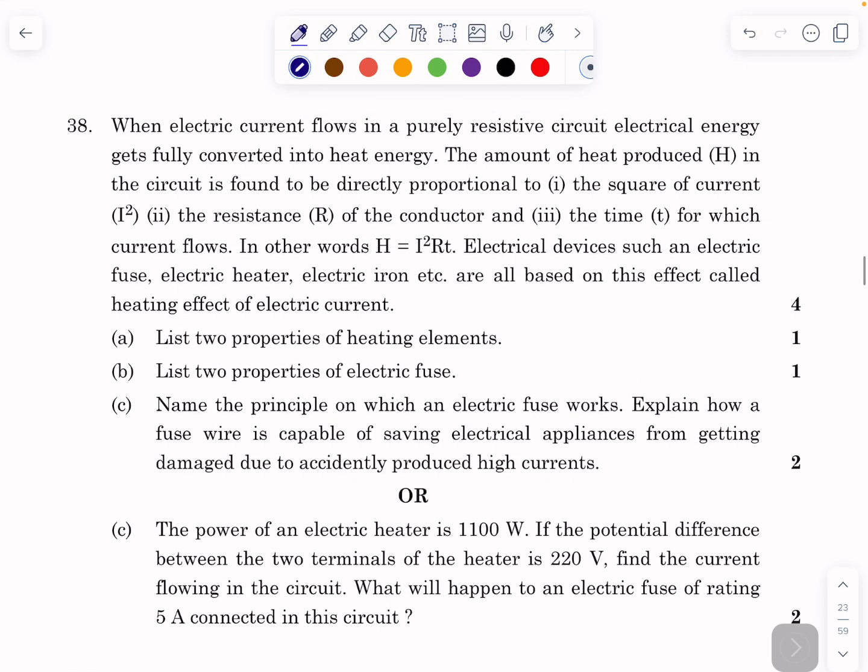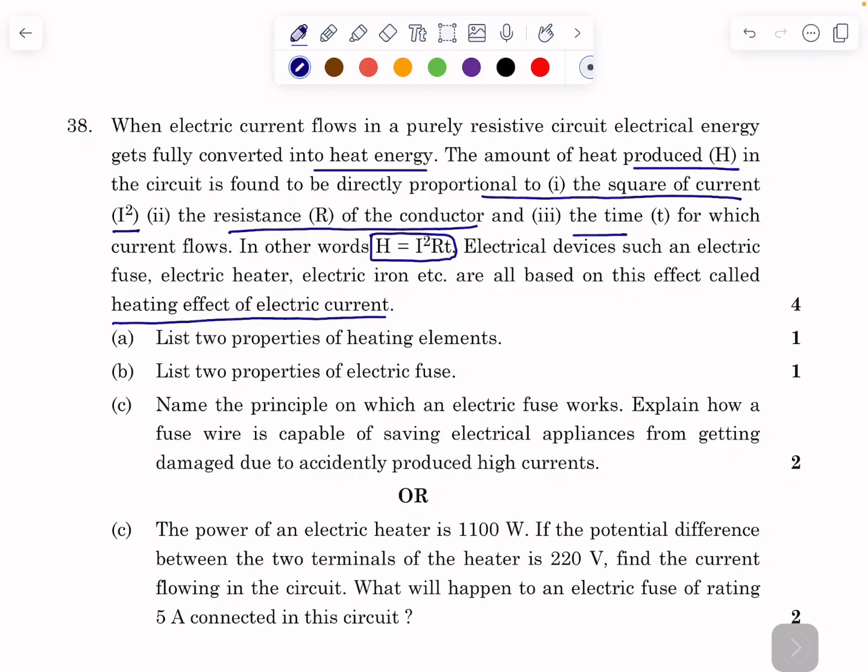number 38. When electric current flows in a purely resistive circuit, electrical energy gets fully converted into heat energy. Means here electrical energy is converted into heat energy. The amount of heat produced H in the circuit is found to be directly proportional to the square of the current I squared, the resistance R of the conductor, and the time for which the current flows. In other words, H is equal to I squared R t. Electrical devices such as an electric fuse, electric heater, electric iron, etc. are all based on this effect called heating effect of electric current.